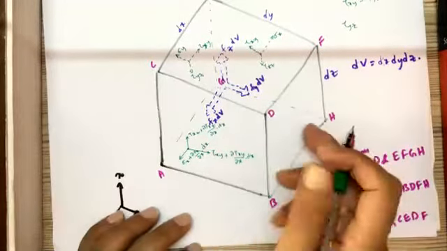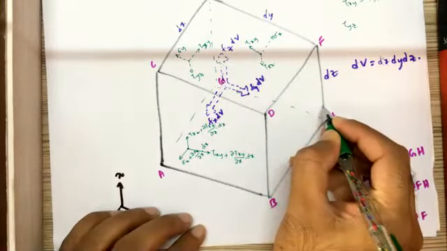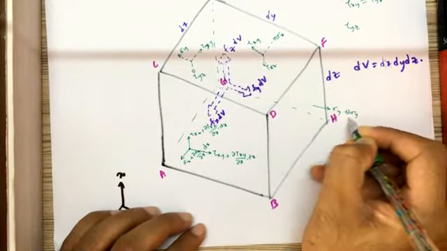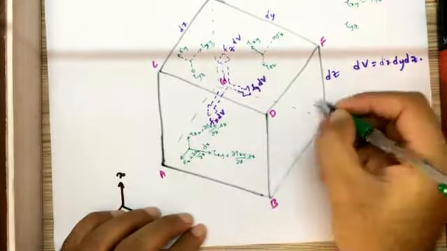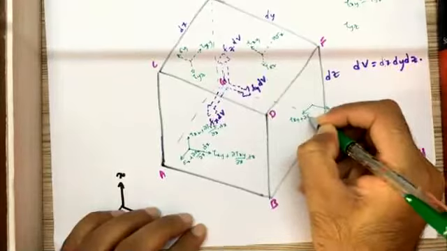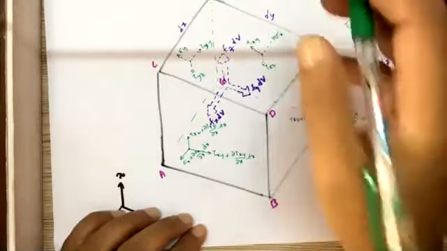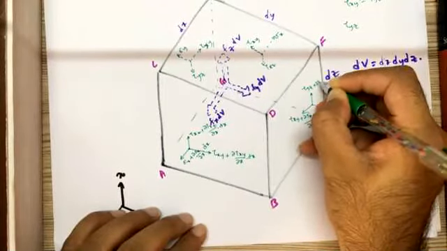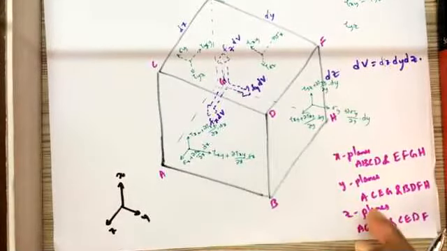Similarly, on the other face, what happens? Because this is sigma y, on the other face I will get sigma y plus dou sigma y by dou y into dy. Why dou y? Because I'm dealing with y plane. Next, in the x direction, tau xy plus dou tau xy by dou y into dy, since we are in y plane. Similarly, in z direction, tau yz plus dou tau yz by dou y into dy. Right? Now y faces are also over.